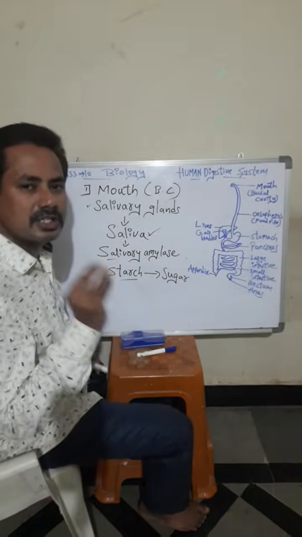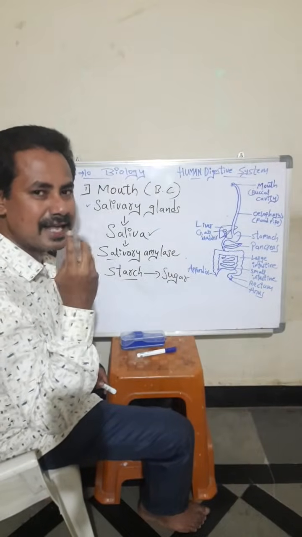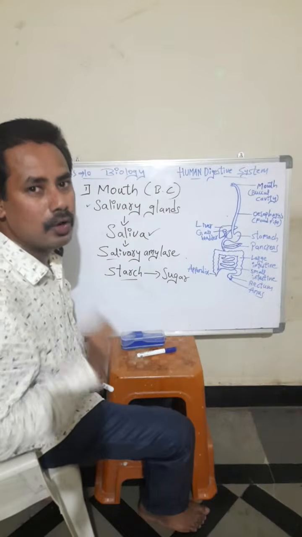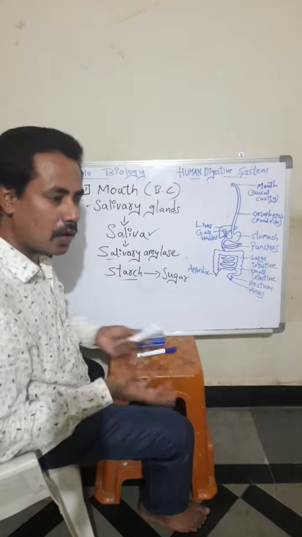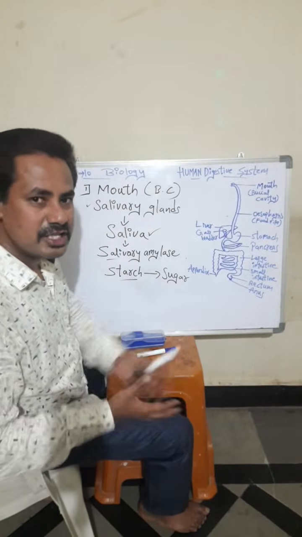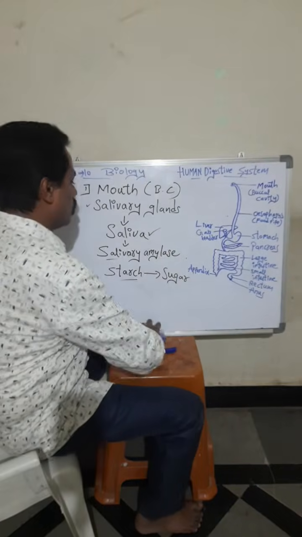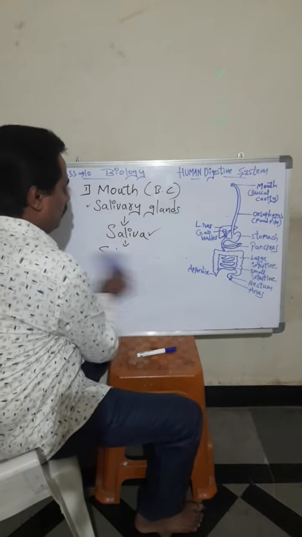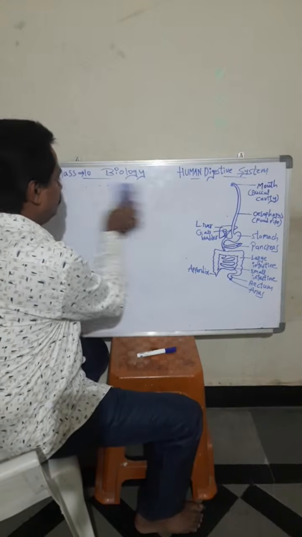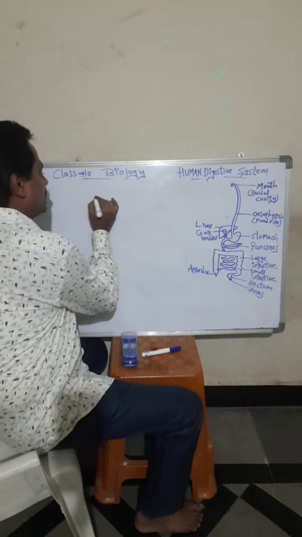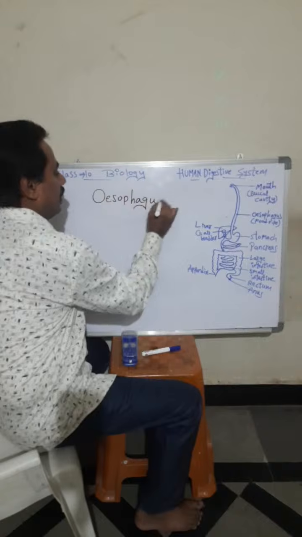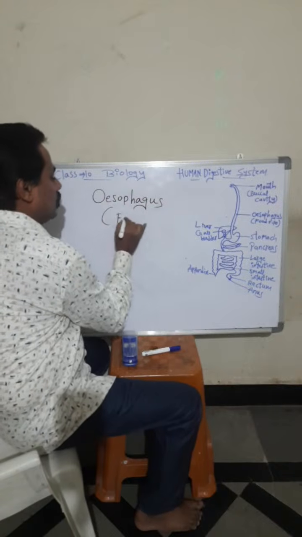Afterwards we mix that food with the saliva, continuously we chew and we make it like a ball-like substance, which we call a bolus. Then we swallow it inside. Where does the food go now? The food goes to the esophagus, students. The esophagus is also known as what I told you just now, the food pipe.